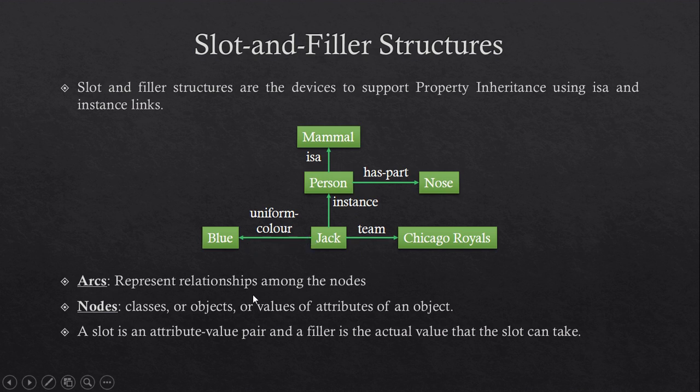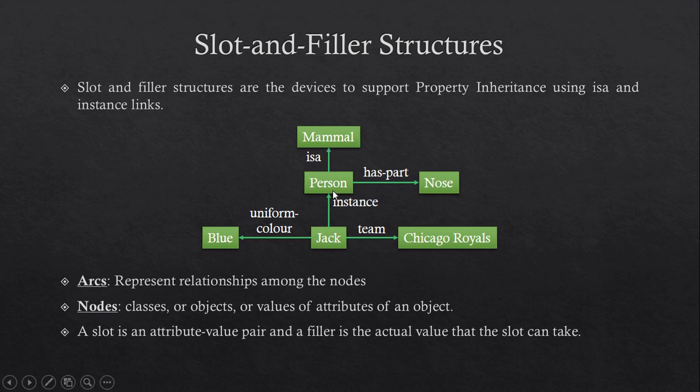A slot is an attribute value pair, and a filler is the actual value that the slot can take. That's why this structure is known as a slot and filler structure. So our example here uses property inheritance. Mammal is a base class. Person is a class derived from the mammal class. So, person is a mammal.